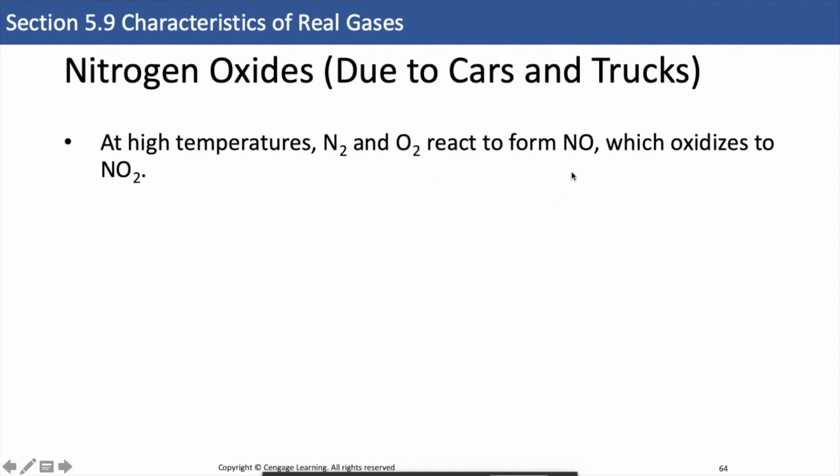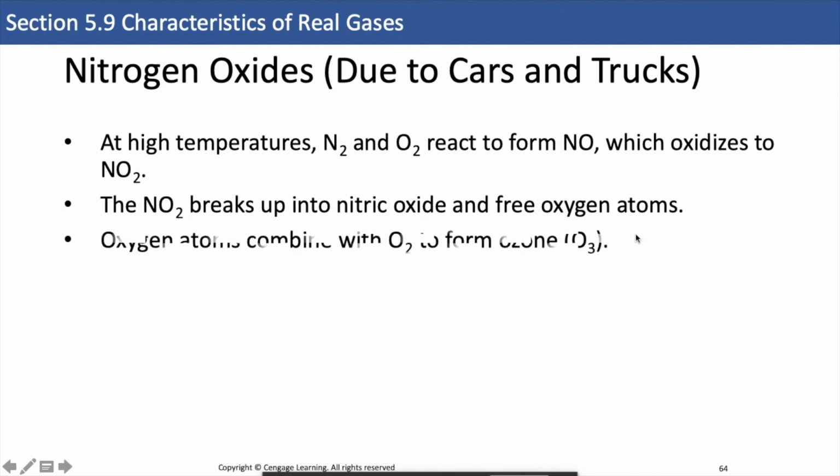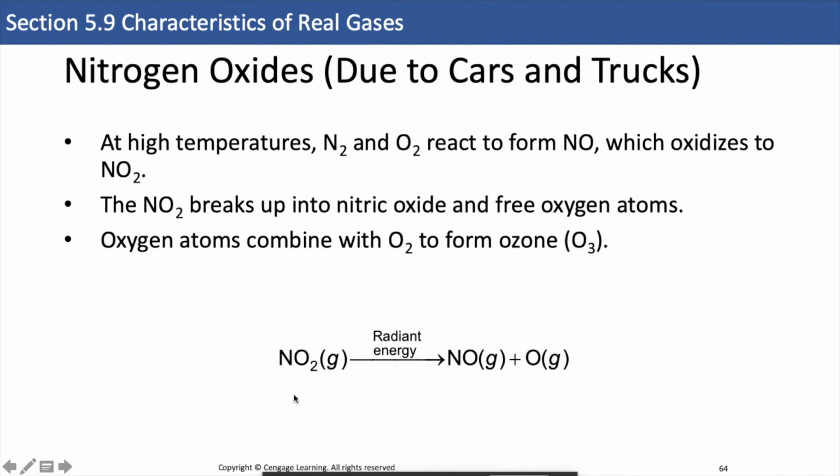And so nitrogen monoxide and nitrogen dioxide are not good for you. You wouldn't want to breathe them in. They're high pollutants. And so, like it says, nitrogen dioxide breaks up into nitric oxide and free oxygen atoms, which we call free radicals. But the interesting part of this free radical of oxygen is that it can combine with oxygen in the air to form ozone, O3. And here's that process.